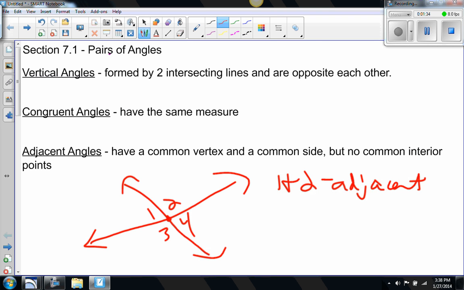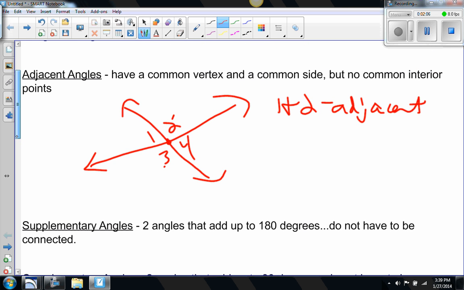Vertical angles are formed by two intersecting lines and are opposite each other. I should actually add something else here too: they have to be congruent. To be vertical, they have to be across from each other and congruent. So 2 and 3 would be across from each other and congruent. 1 and 4 would be across from each other, kitty corner, and congruent. Vertical does not mean up and down in this case. They can be across any direction, diagonally.